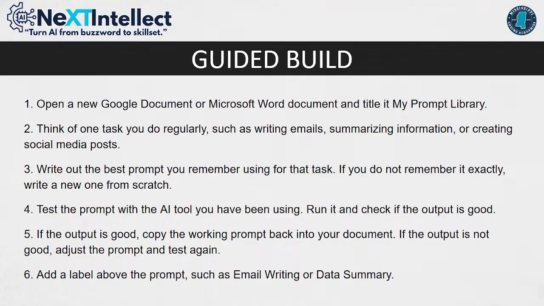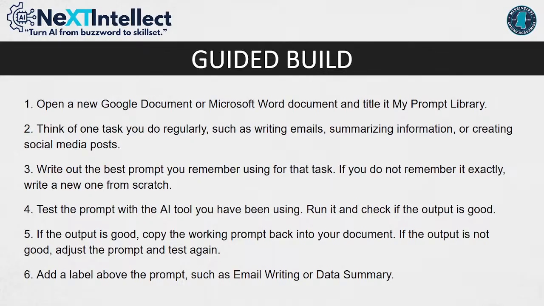For the guided build, open a new Google document or Microsoft Word document and title it My Prompt Library. Think of one task you do regularly, such as writing emails, summarizing info, or creating social media posts. Write out the best prompt you remember using for that task. If you do not remember it exactly, write a new one from scratch. You can feel free to have AI help you generate some prompts to add to your prompt library for the given task.